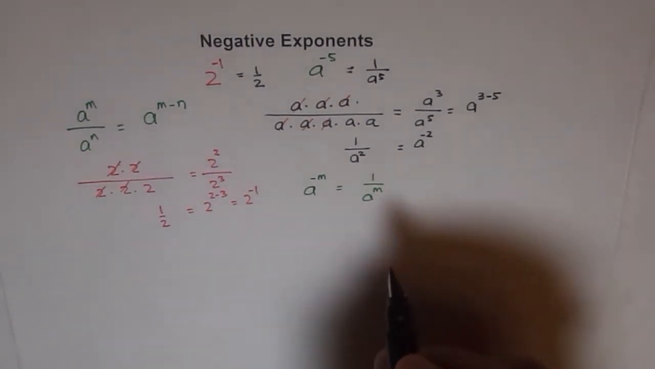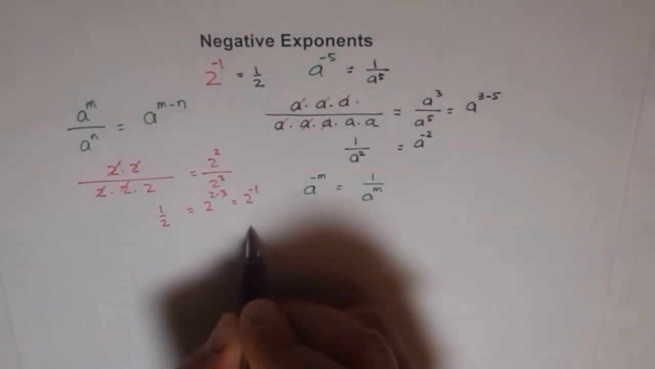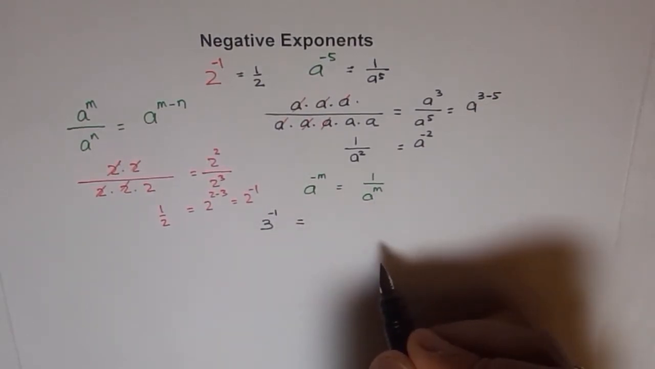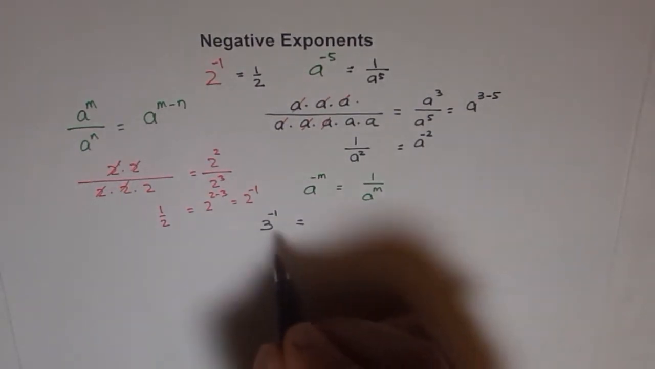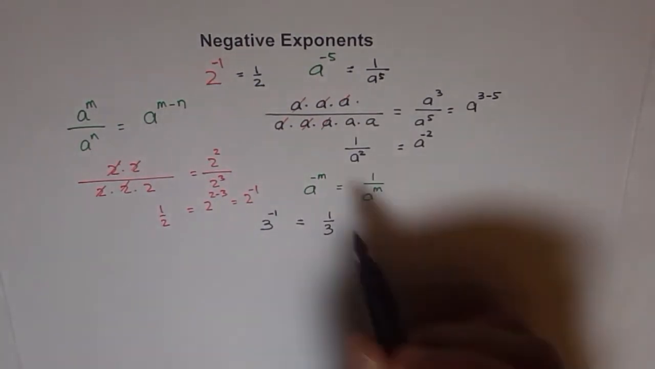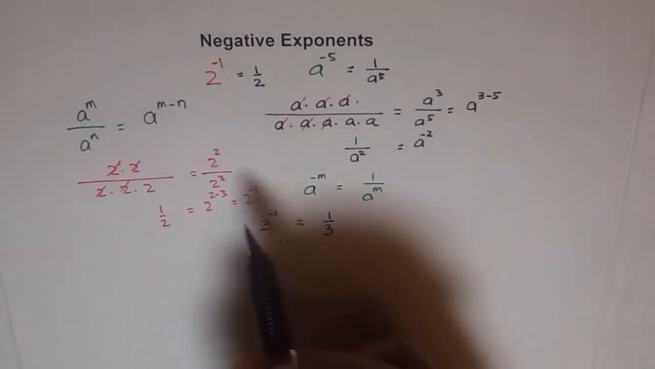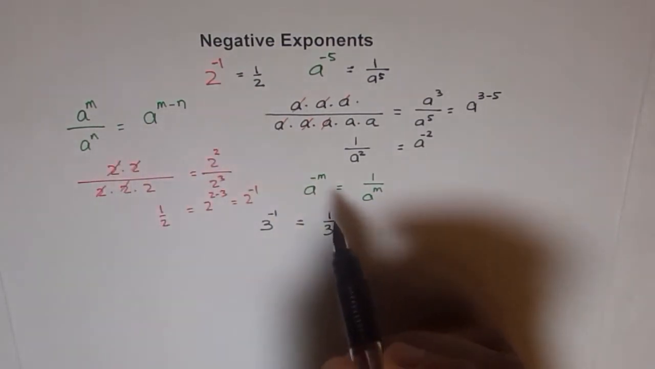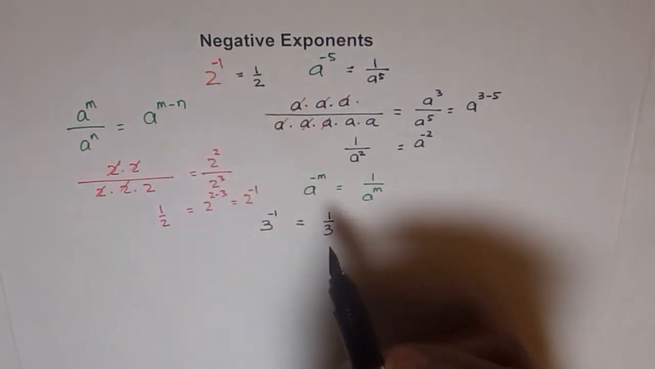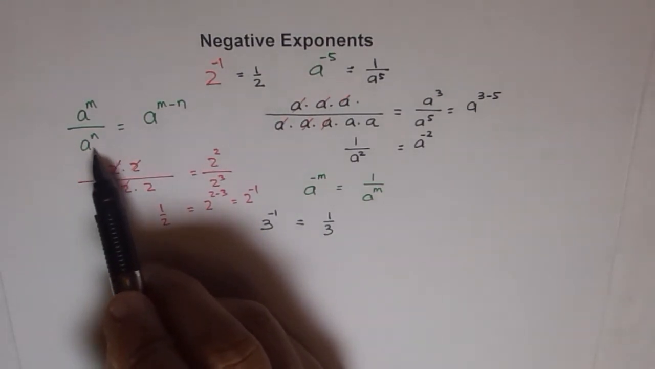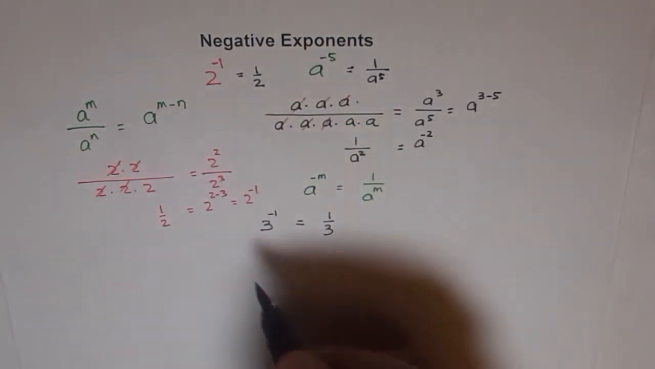Do you understand? So we started with the question: what is, let's say, 3 to the power of minus 1 equal to? Well, 3 to the power of minus 1 is equal to 1 over 3, from the law. Is that okay? So we used this property of dividing powers with the same base. So when will you get negative exponents? We get negative exponents only if the denominator has more factors of the base than the numerator. Correct?